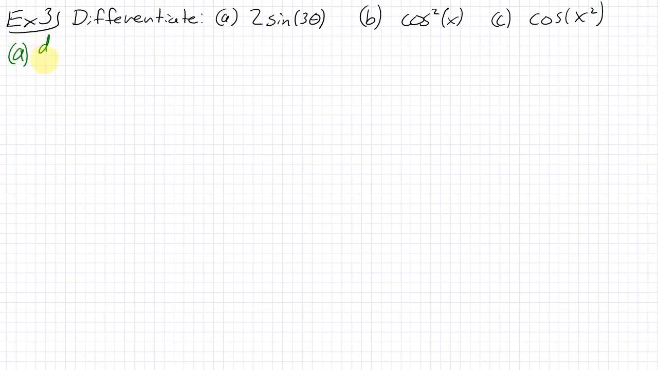So we're doing the derivative of this function. Now, the way I see this is there's an outer function, which is 2 times sine of something, with a function composition where the inner function is 3 theta. So I'm going to write it using these chain rule colors.